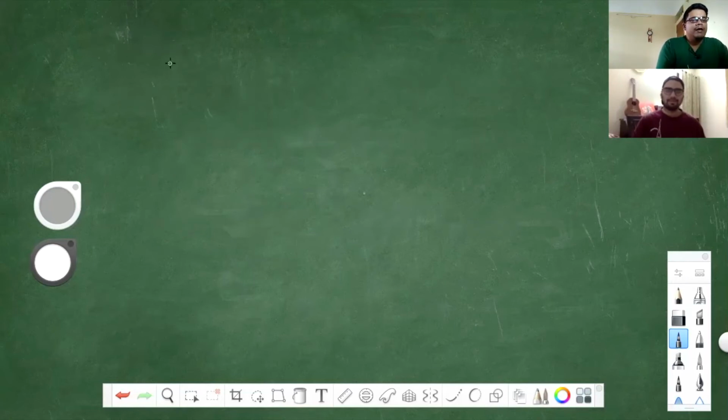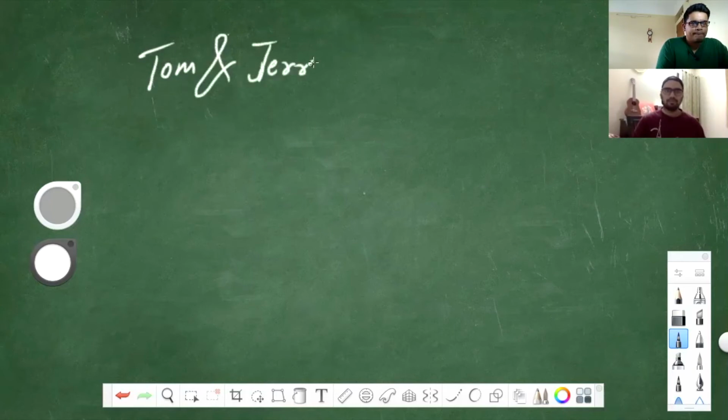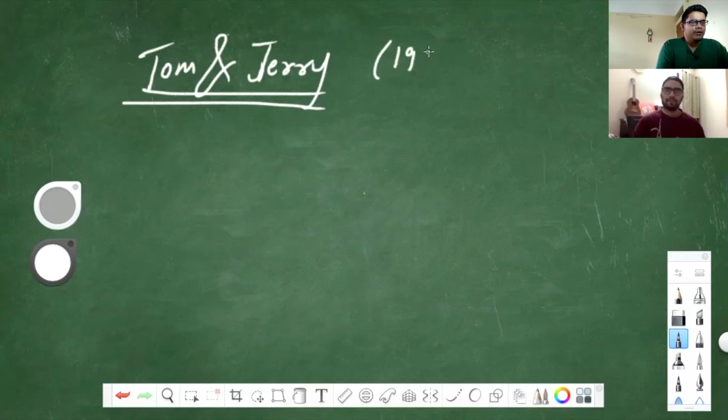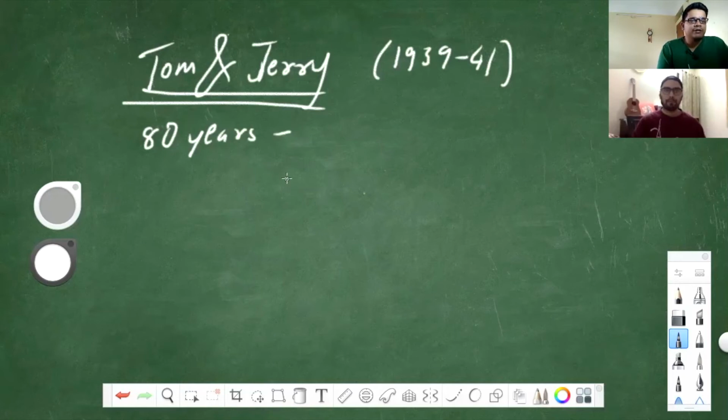So how many of us have watched the cartoon Tom and Jerry? Almost everyone, right? This cartoon was originally invented back in 1939 to 41, and it first aired in 1940, I guess. Even after 80 years, it's still entertaining us and enthralling us. The main reason I wrote Tom and Jerry is that it's a good image of a rat or a mouse.